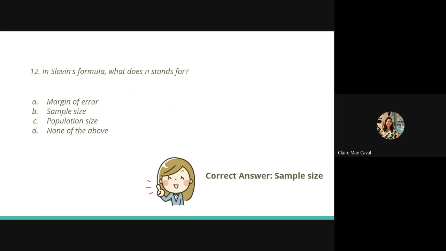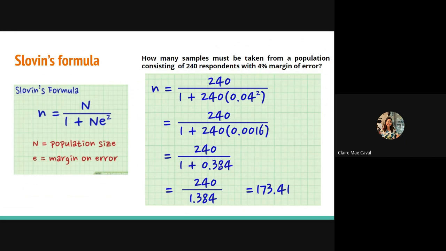Number 12, in Slovin's formula, what does small n stand for? Letter A, margin of error, sorry class. Letter B, sample size. Letter C, population size. Letter D, none of the above. The correct answer is sample size. So what is Slovin's formula? This is the formula. The sample size is equal to capital N, that's the population size, divided by 1, always 1, plus the population size multiplied by the square of the margin of error.